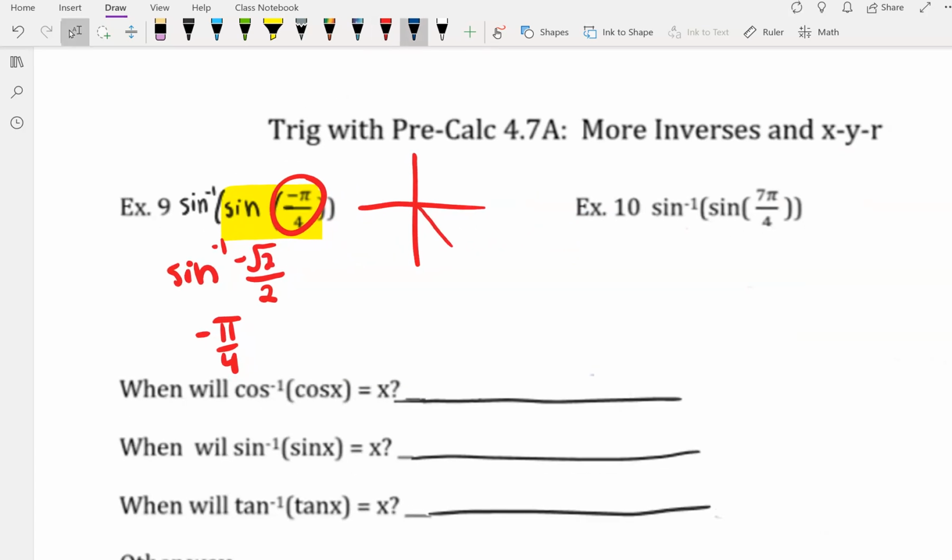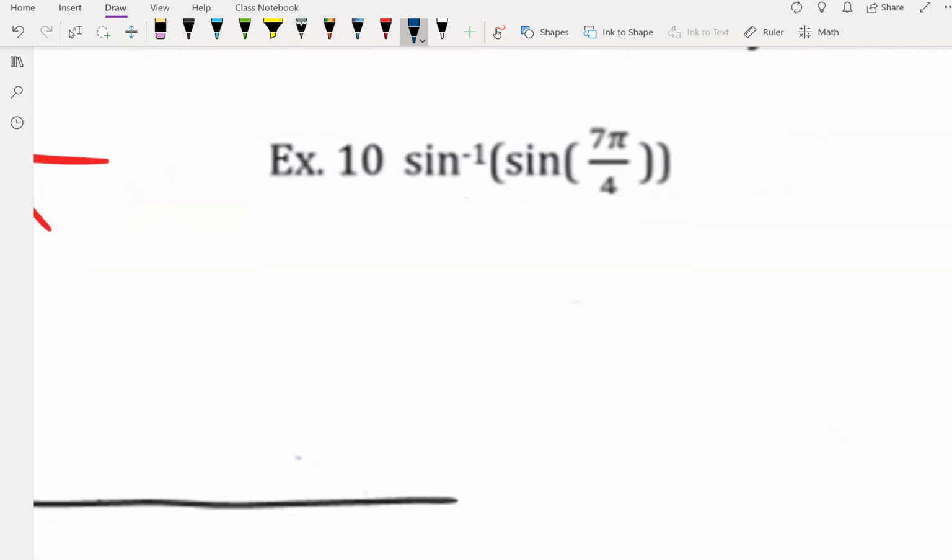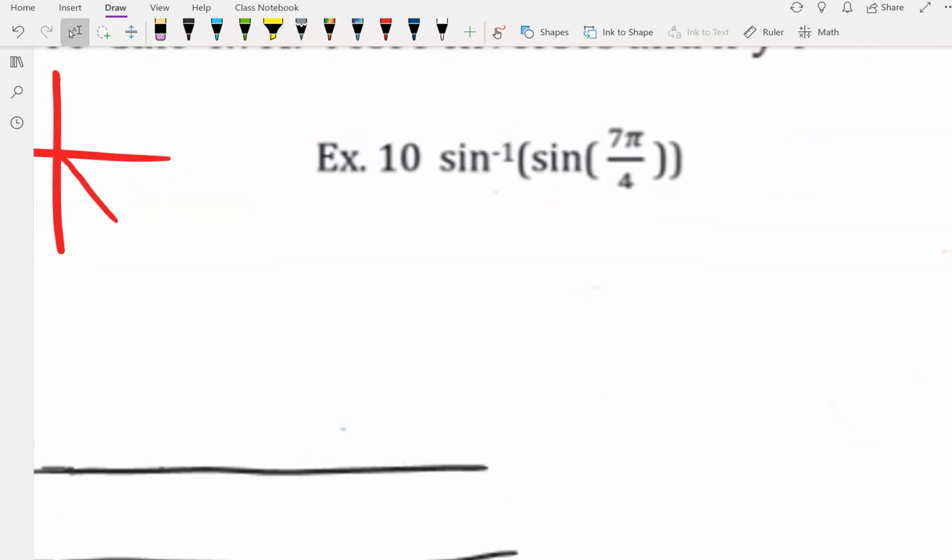So you might notice that you could have essentially just canceled those two out, and we would have been left with negative pi over 4. But be really, really careful not to do that every single time, because you'll see on the next one that it doesn't always work out like that. So let's draw this one.